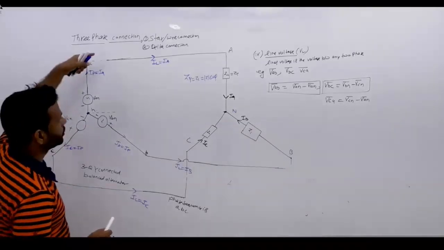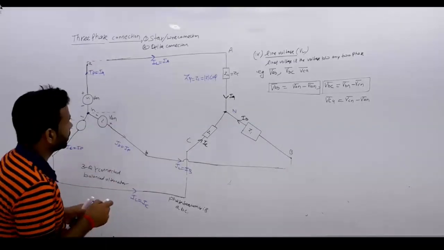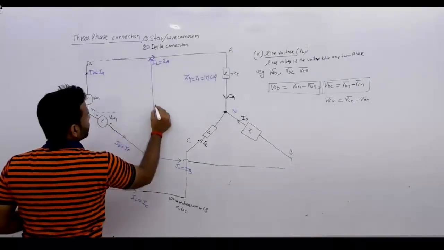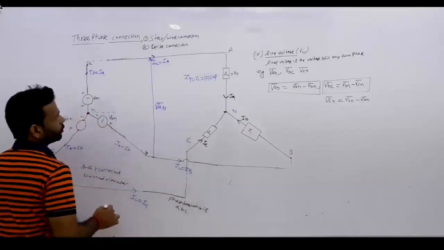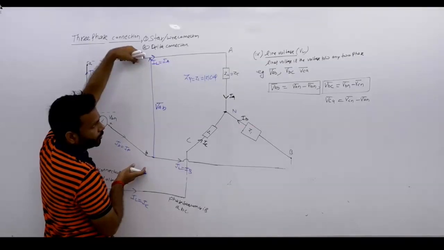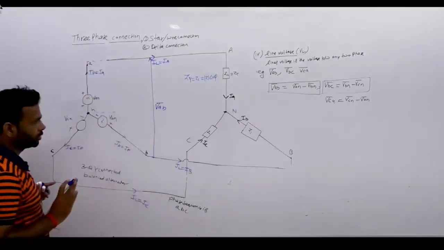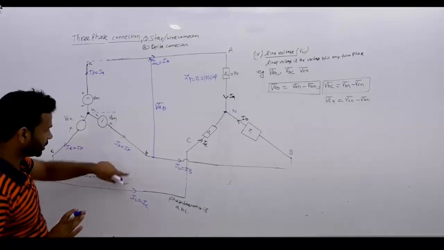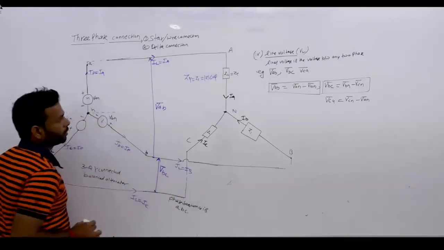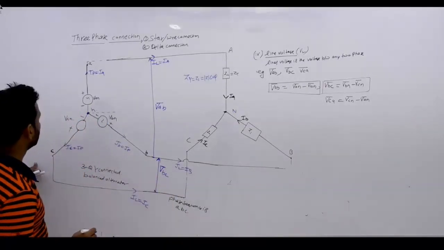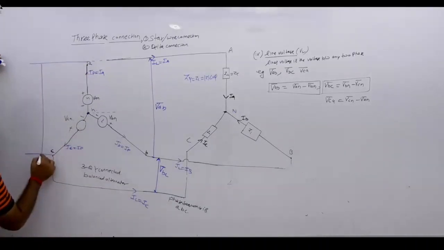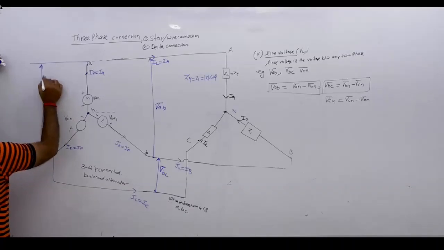Okay, now let's mark these voltages in your diagram. So, first line voltage is VAB. According to the positive phase sequence, this is VAB, the voltage between the A and B phases, the line voltage. Next voltage is VBC. Where are B and C? This is your VBC line voltage. Now the next voltage is VCA, so I just mark it here. This is your third line voltage, that is line voltage.